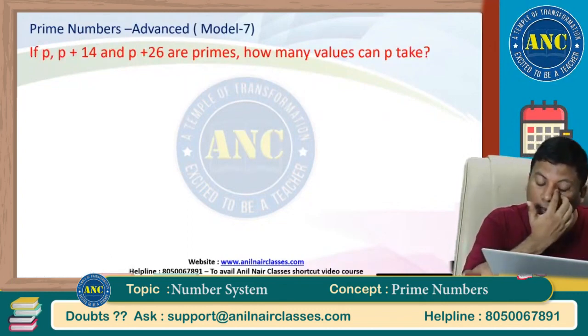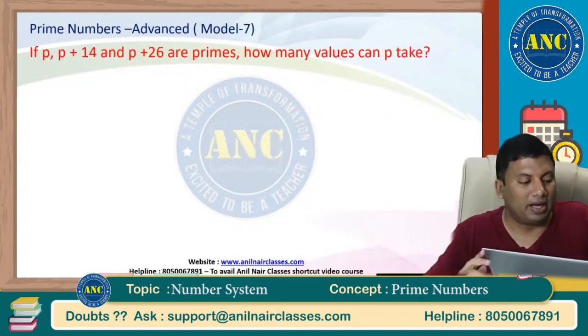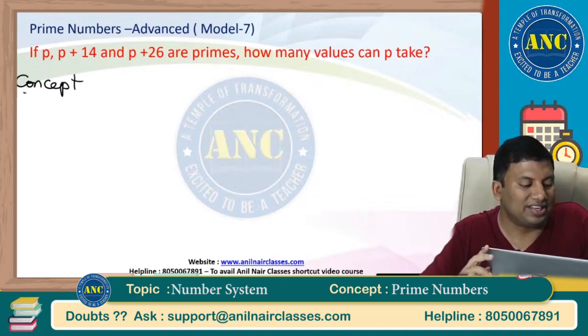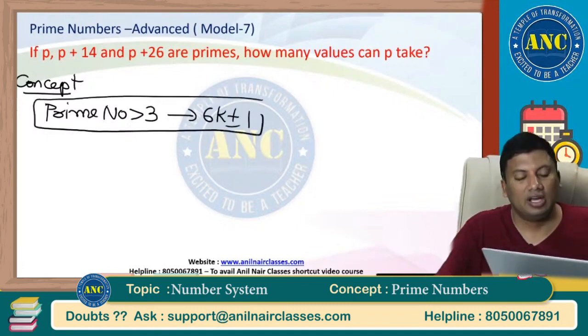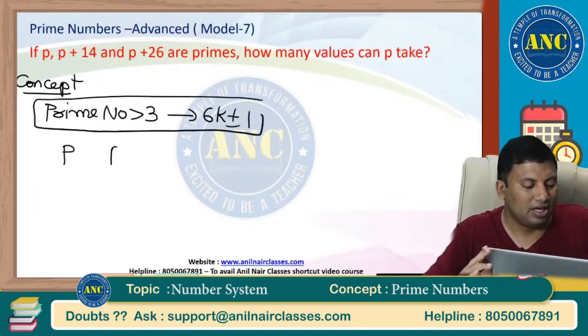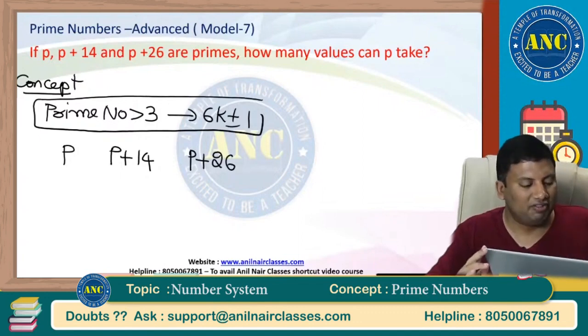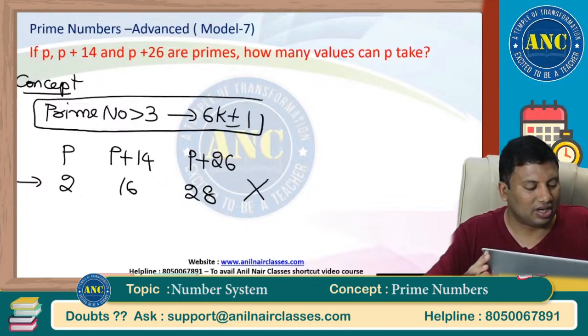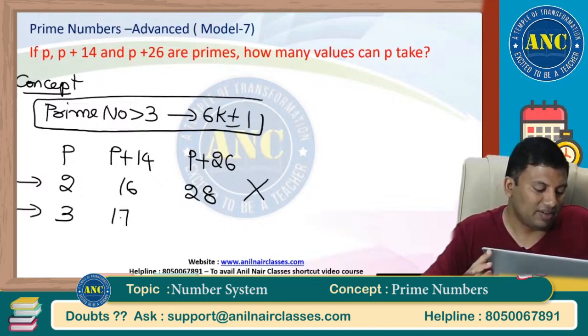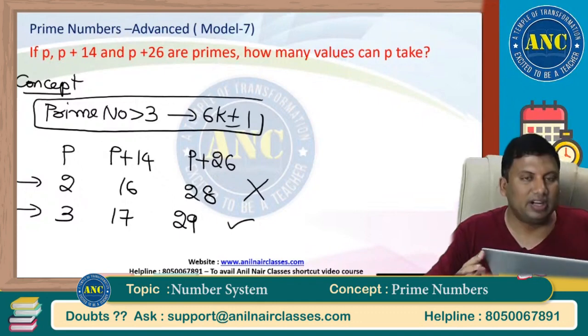Next, P plus 14 and P plus 26 are prime numbers. What is the concept that we are using? Any prime number greater than 3 is of the form 6k plus or minus 1. The numbers are P plus 14 and P plus 26. If P is 2, then 2 plus 14 is 16 and 2 plus 26 is 28. 16 and 28 are even numbers, not possible. If it is 3, then 17 and 29, 3, 17, 29, possible.